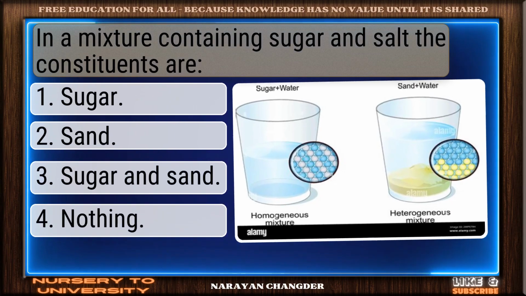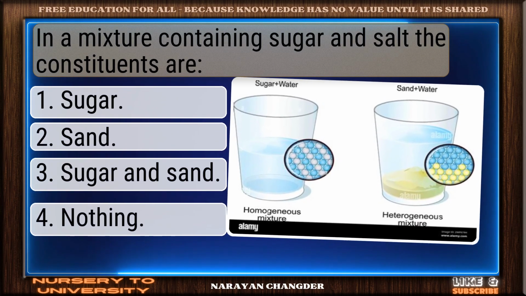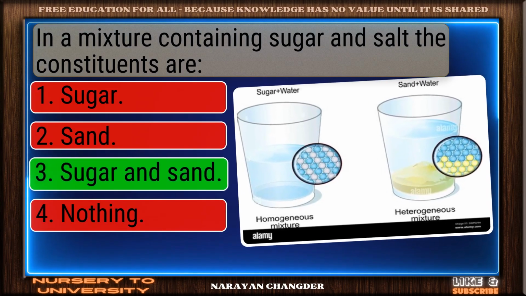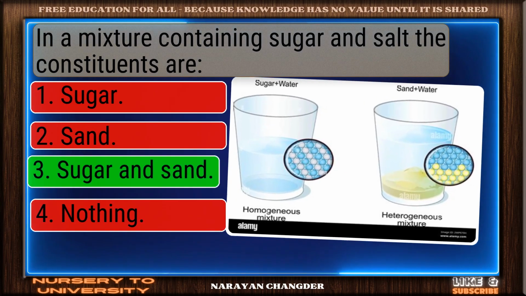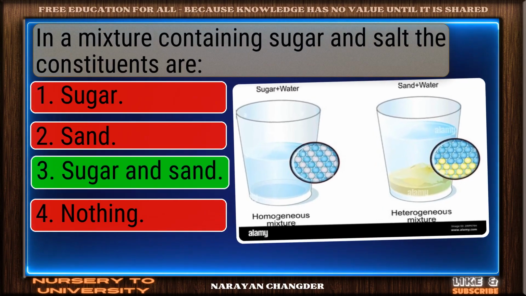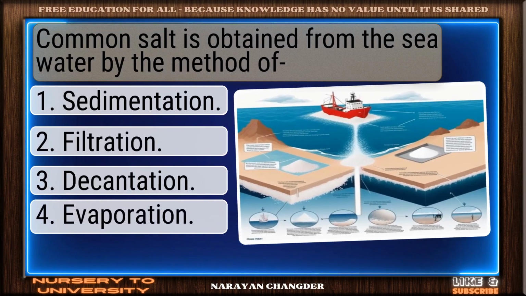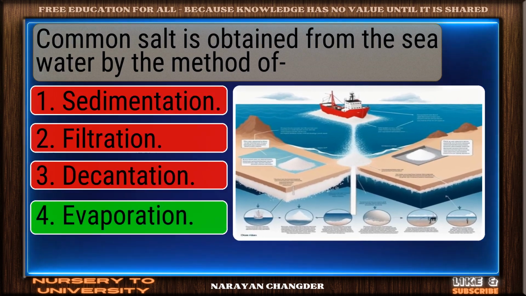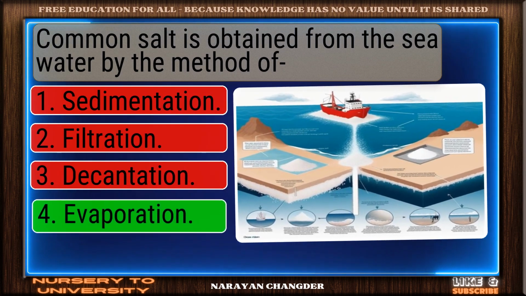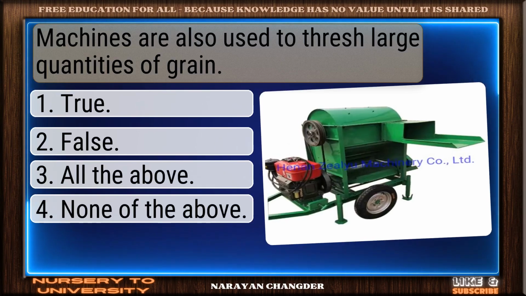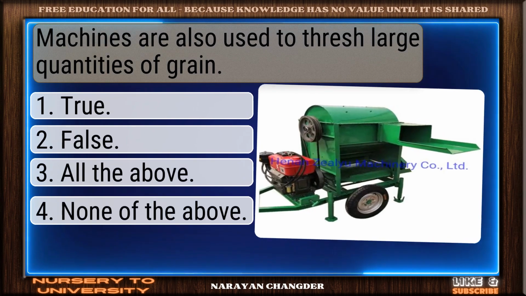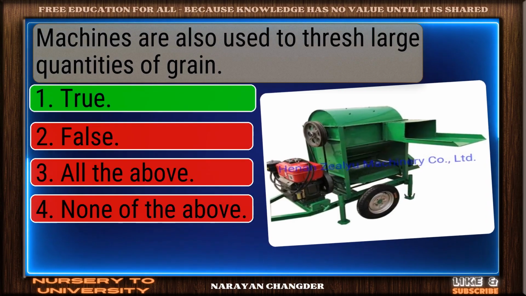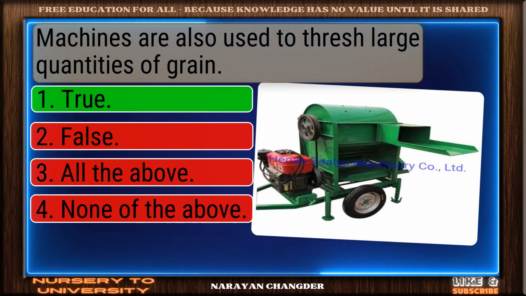In a mixture containing sugar and salt, the constituents are. Solid response. Sugar and sand is a valid choice. Common salt is obtained from the seawater by the method of. Excellent choice. Evaporation is the right answer. Machines are also used to thresh large quantities of grain. Valid point. True is true.